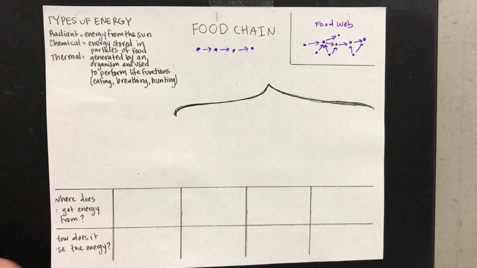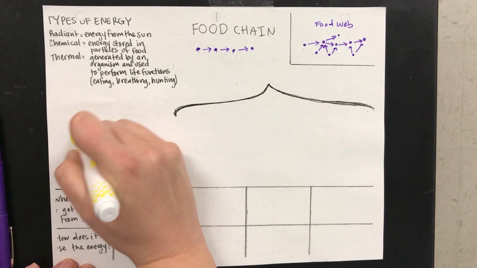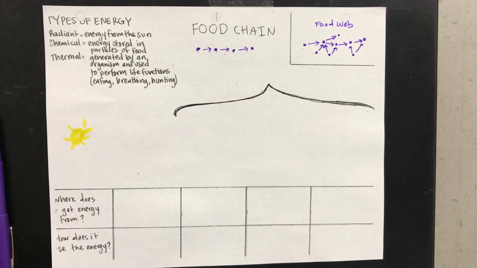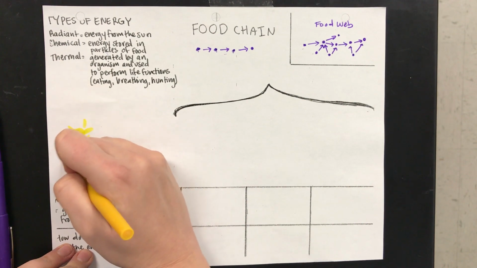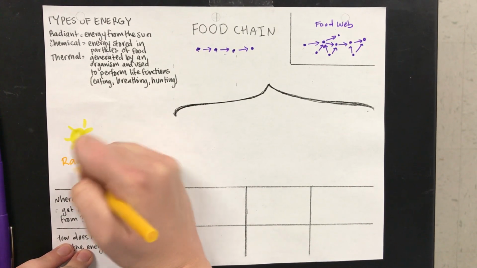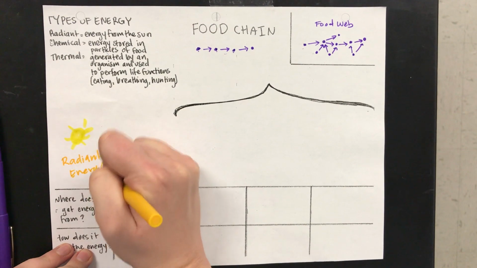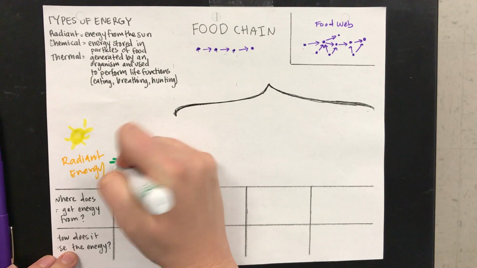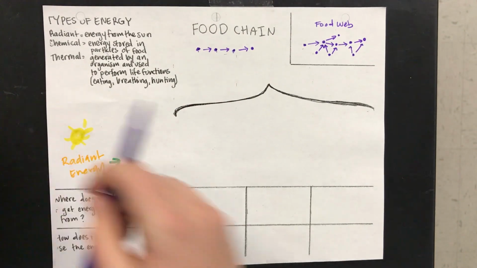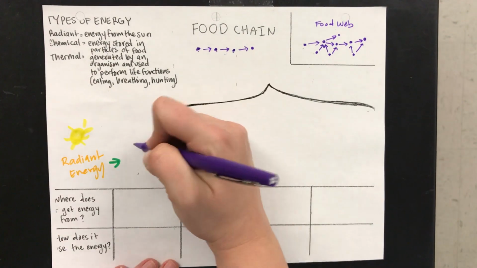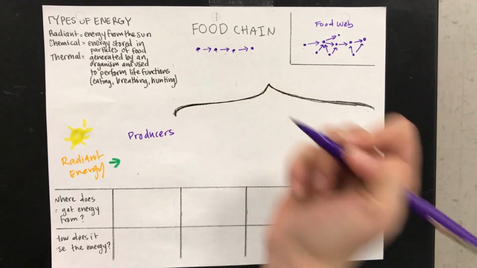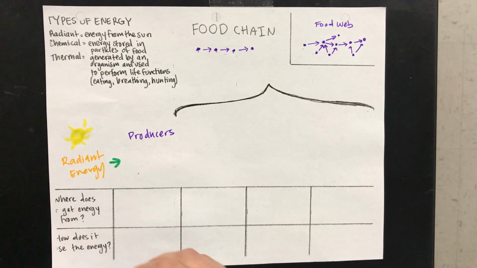Let's start here. We're going to start with radiant energy, which is energy from the sun. So I'm going to draw a sun. And underneath our sun, I'm going to write radiant energy. This energy is going to go to our plants, but we're not going to just call them plants today. We're going to call them producers. So our producers take in that radiant energy.